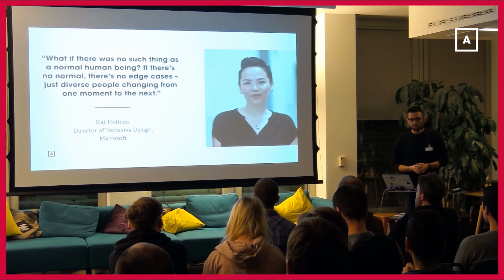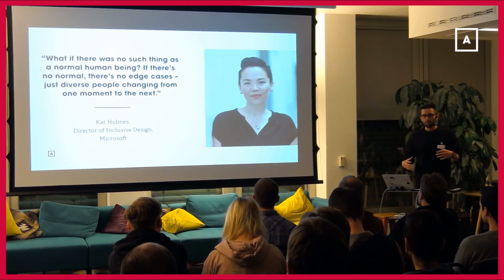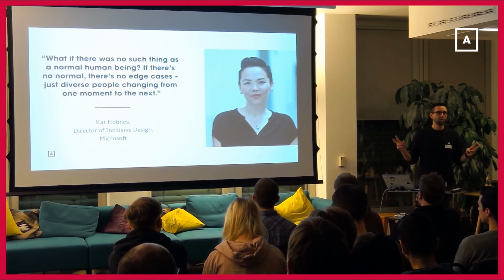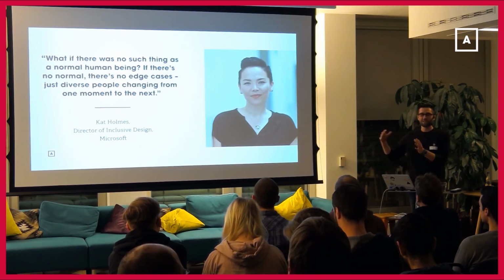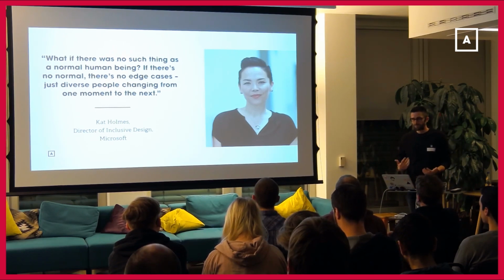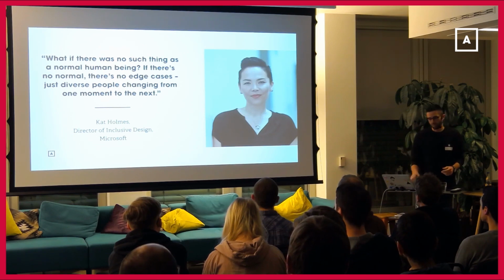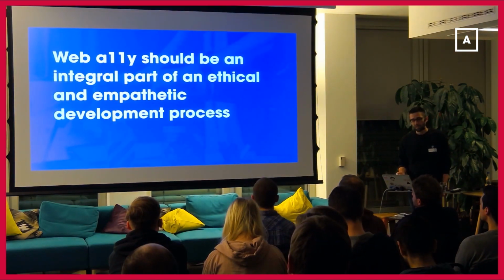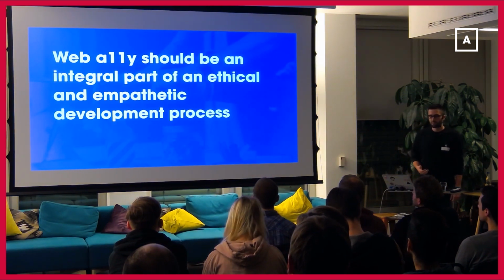And there is also this common mindset in design and development teams that we have this 80-20 rule, meaning that we are designing and developing for the so-called average user, and we have this 20% for the extra work that potentially we're going to do later. We really need to prevent those types of situations happening in our organization and make inclusive design the norm, in my opinion. To sum it up, web accessibility should be an integral part of an ethical and empathetic development process.